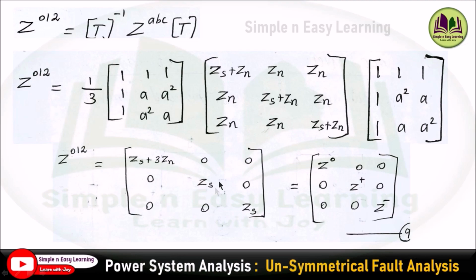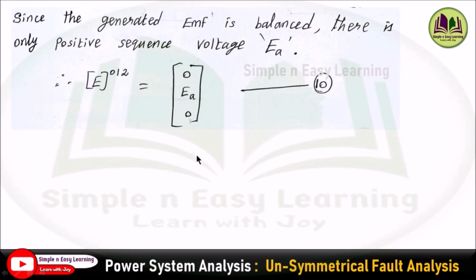So this is your Z012 matrix, and this first term is your zero sequence impedance. It can be represented as Z0, and this is the positive sequence Z plus, and this is the negative sequence Z minus. This is your equation number 9. Since the generated EMF is balanced, there is only a positive sequence voltage EA. The negative sequence and zero sequence are 0. So E012 equal to 0, EA and 0. Only the positive sequence voltage alone is present.